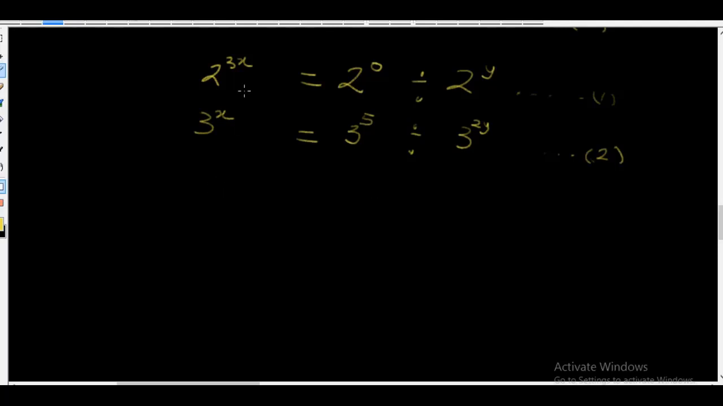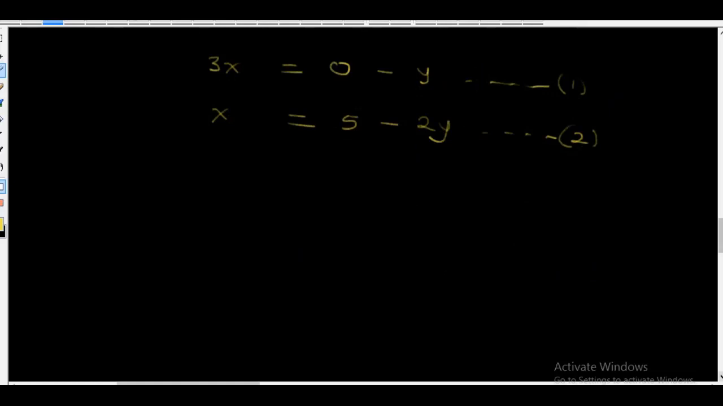All right, equation 1 can be written as 3x is equal to 0 minus y. And the second equation can be written as x is equal to 5 minus 2y. So this is our final equation 1 and this is our final equation 2. We're going to use the substitution method now to find x and y.